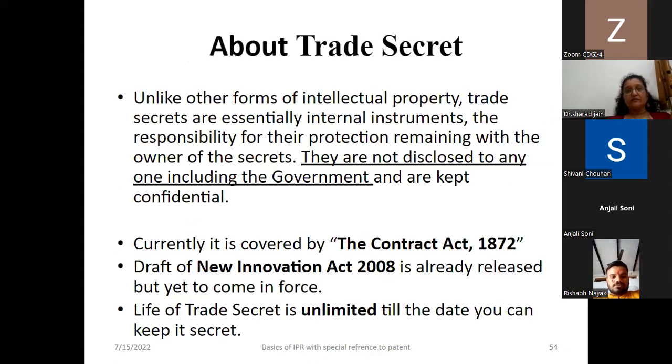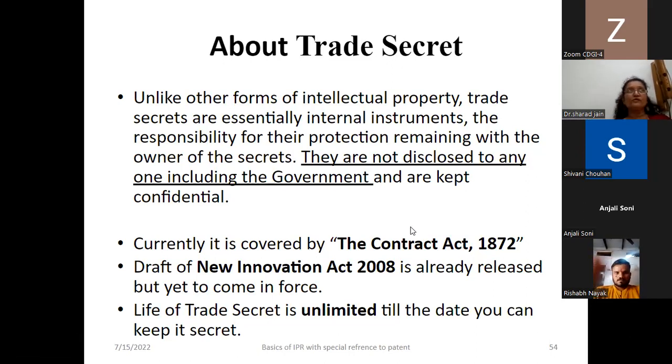Trade secret. I have already told you the Coca-Cola example. Unlike other forms of intellectual property, trade secrets are essentially an internal instrument. This is done by the company itself or the person itself. It is an internal instrument, and the responsibility for its protection remains with the owner of the secret. They are not disclosed to anyone, including the government, and are kept confidential.